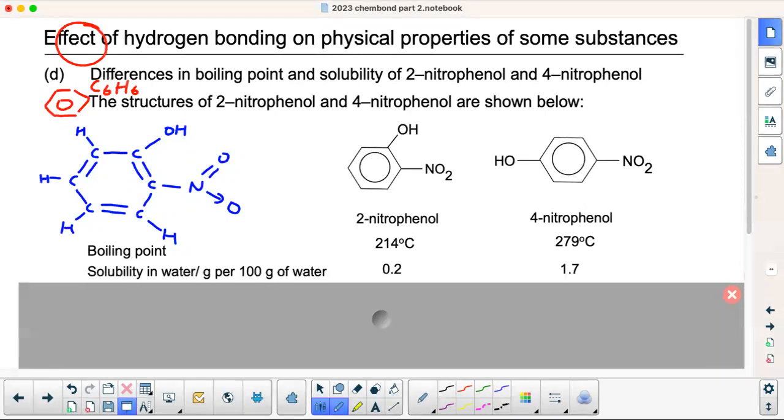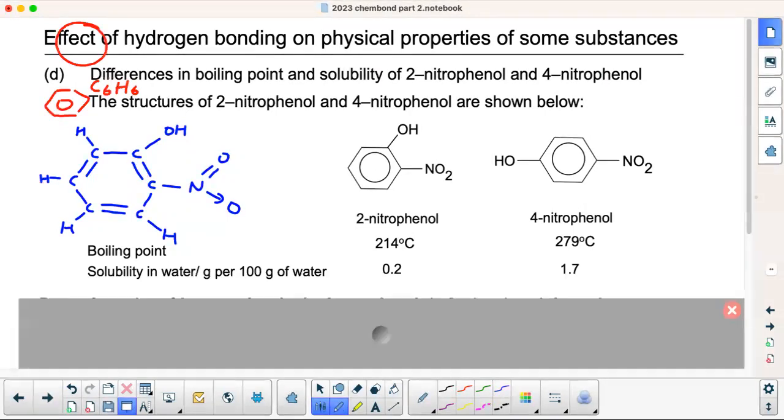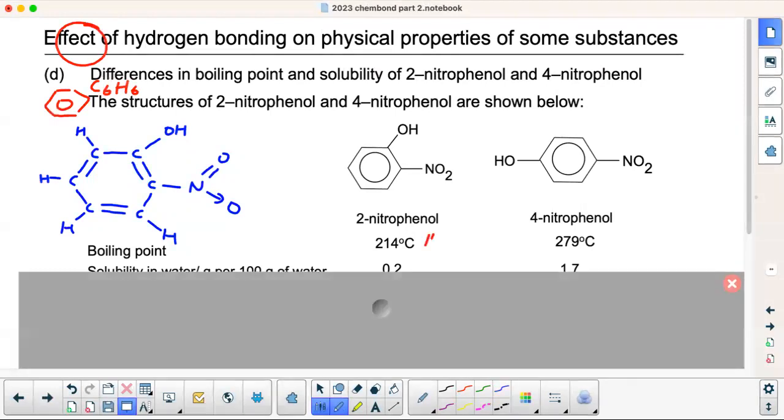Okay, so I drew out 2-nitrophenol already. So the question is, why does 2-nitrophenol have a lower boiling point than 4-nitrophenol? Okay, this is called the nitro group. This is phenol. Okay, maybe just for information, this carbon is called carbon 1, 2, 3, 4.